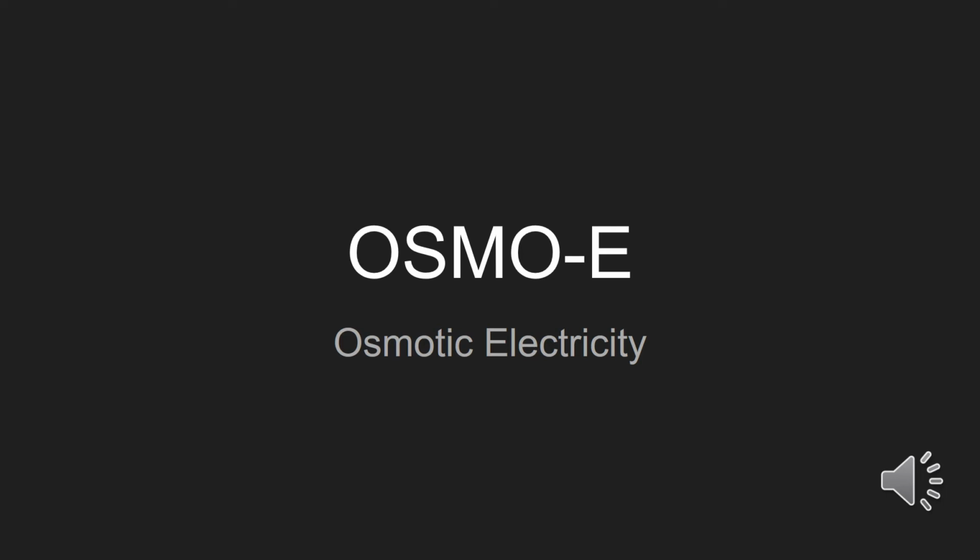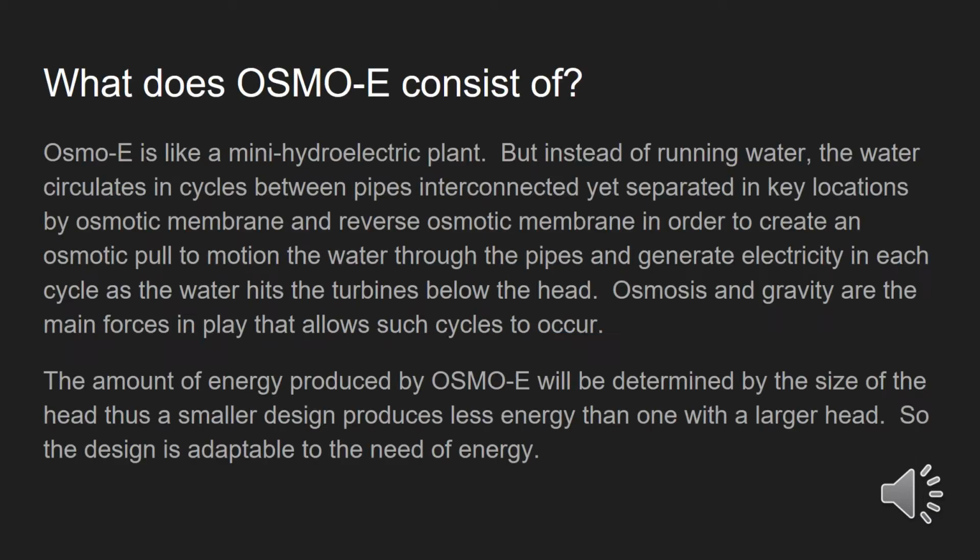Osmo E is short for osmotic electricity. Imagine a renewable energy capable of producing energy 24 hours a day, 7 days a week. One might think hydroelectrical plant. But now imagine it can be placed anywhere without the restrictions of needing running water, and with the capacity of it being scalable to fit the need of the amount of energy one wants to produce. This is what Osmo E can provide.